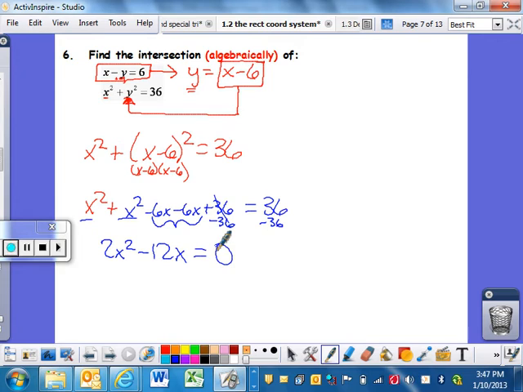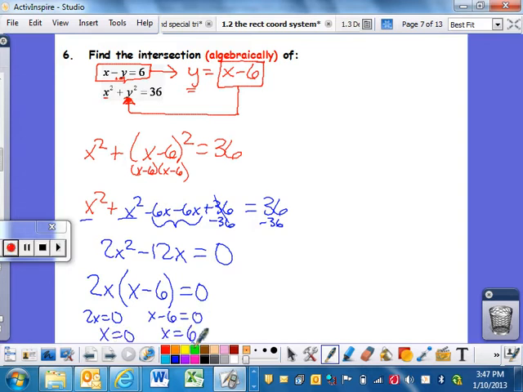Well, if you have something in common in your two terms, you want to factor it out. So I have a 2 and an x that's in common. And you end up with 2x times x minus 6 equals 0. And if you set them both equal to 0, 2x equals 0, x minus 6 equals 0. So x will be 0 and x will be 6.